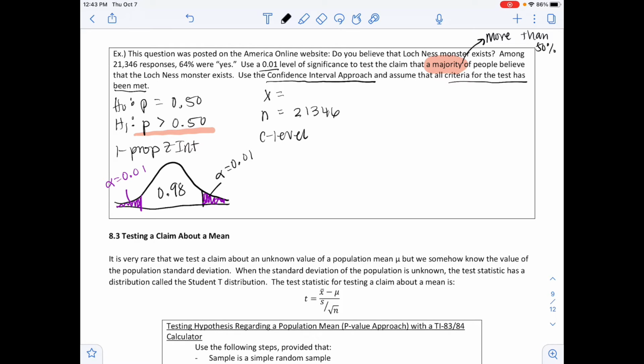And it does say that out of the 21,346 responses, 64% said yes, they believe that he exists. So I'm going to say 21,346 times that 64%, writing it as a decimal, so 0.64. So we get 13,661.44. Since that's not a full person there, 0.44 is not a whole person, this is going to round to 13,661 for our x value. And then our confidence level is going to be that middle part on our bell-shaped curve, which is 0.98.